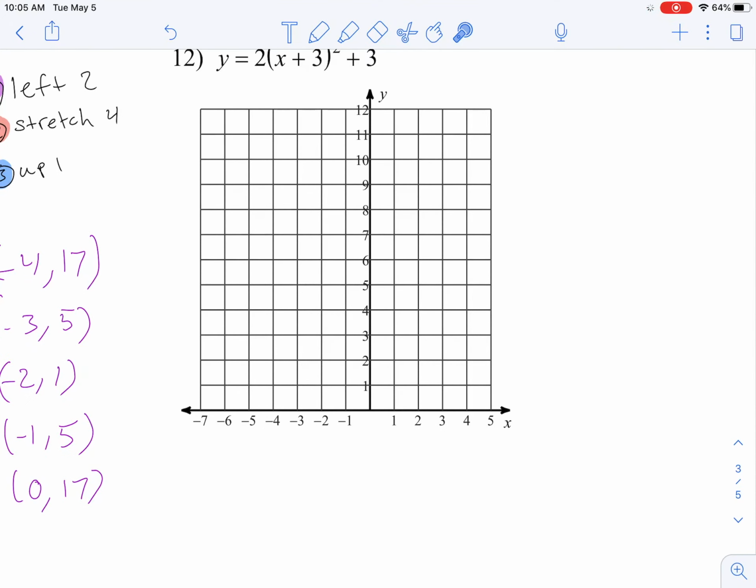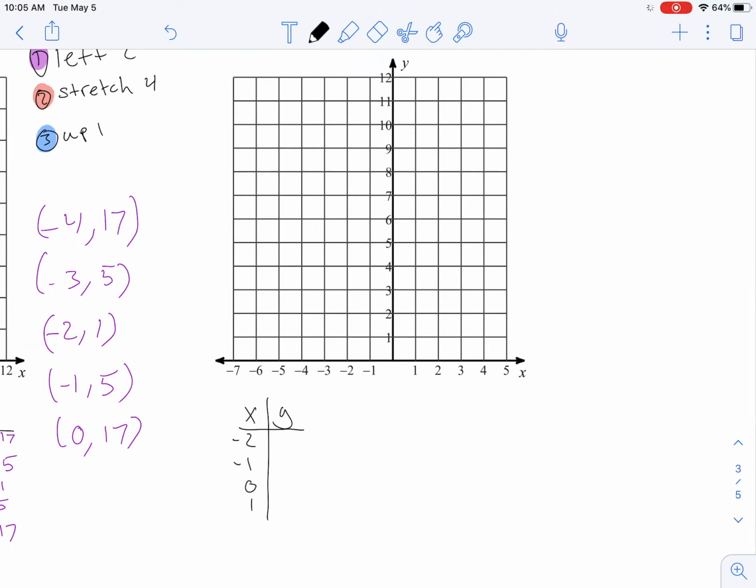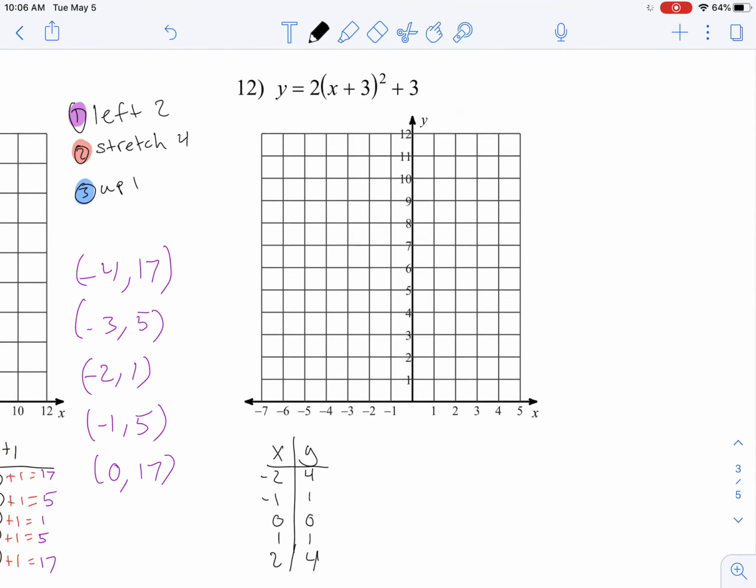So that's going to be taking our parent table, which is always the same here, -2, -1, 0, 1, and 2, and y values of 4, 1, 0, 1, and 4. And that comes from squaring each of these. So -2 squared is 4, -1 squared is 1, 0 squared is 0, 1 squared is 1, and 2 squared is 4. And that's just our parent values.